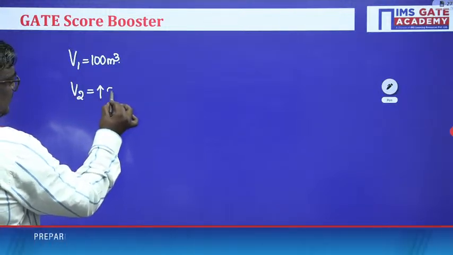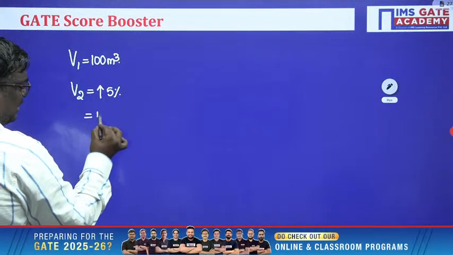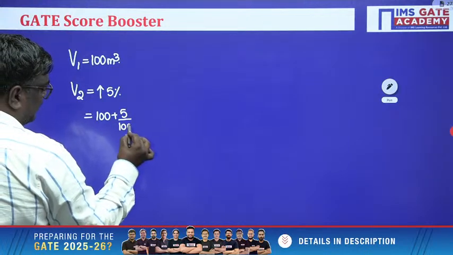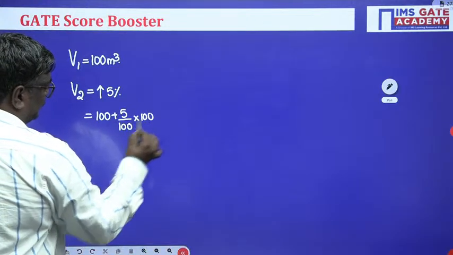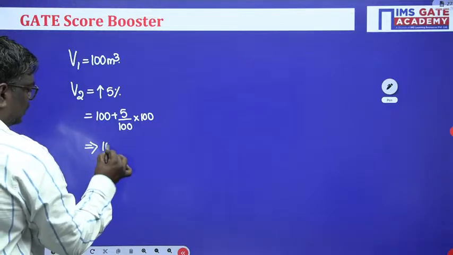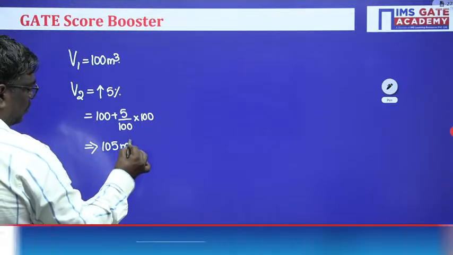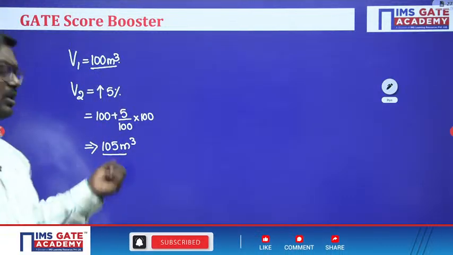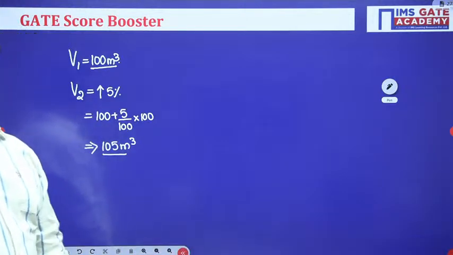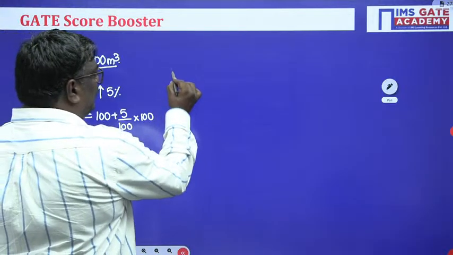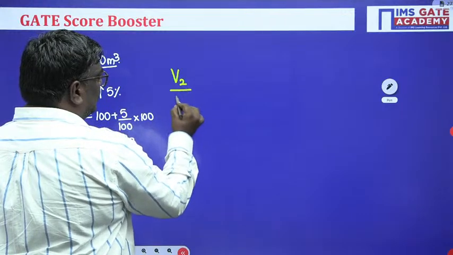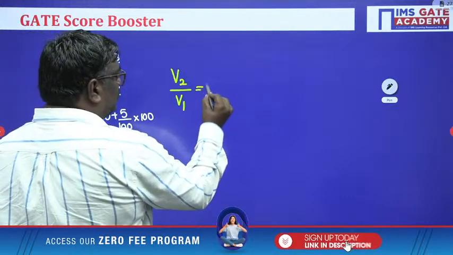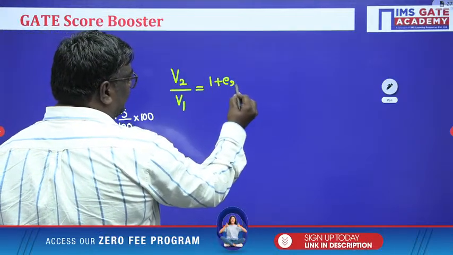What is the increase in percentile? 5. So for you, 100 plus 5 by 100 into 100. So V2 will be equal to how much, sir? 105 meter cube. What is V1? 100 meter cube. What is V2, sir? 105 meter cube. Agree? Now see here, V2 by V1 is equal to 1 plus E2 by 1 plus E1.